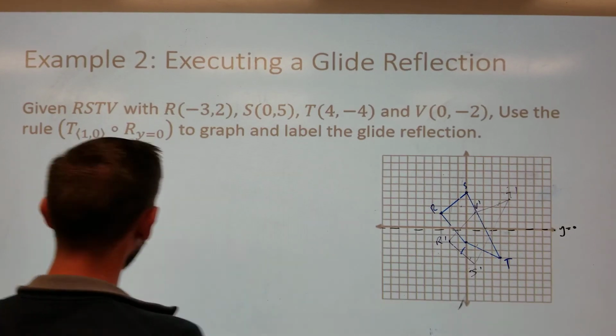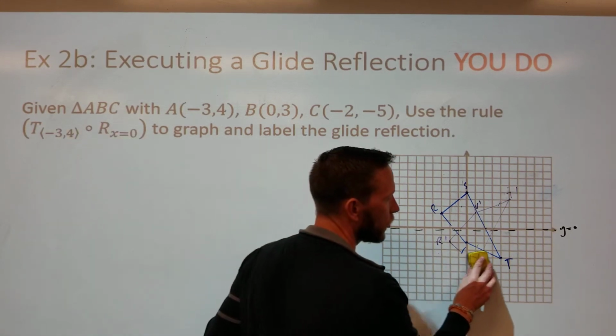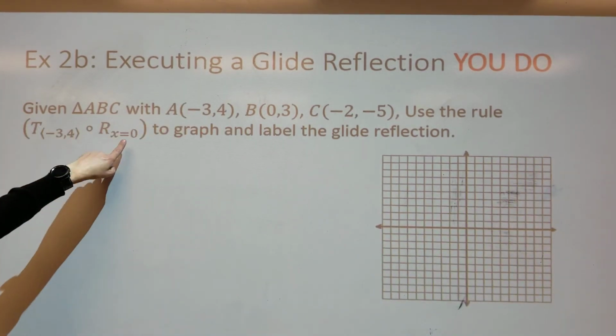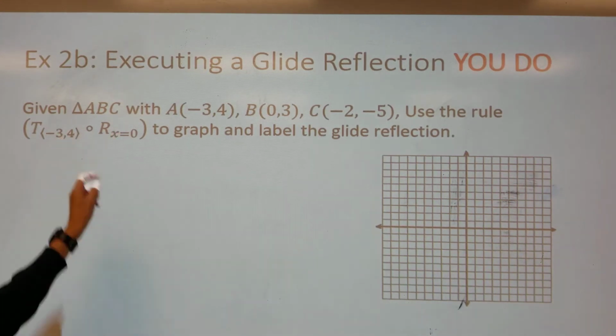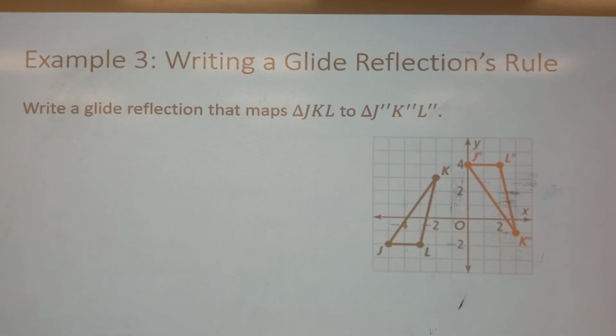I would like for you to try to execute this one. Plot those 3 points. I'm just having you do 3 instead of 4. And I would like for you to do this reflection over x equals 0 and translate it back 3, up 4. All right, go ahead and do that one. Pause the video. Write the glide reflection that maps this one.